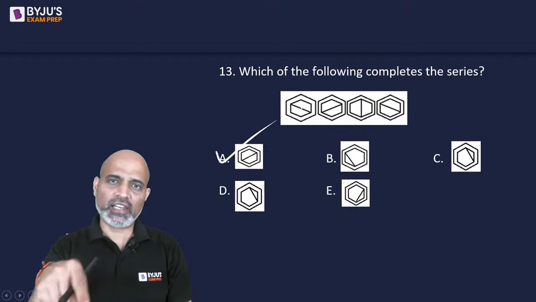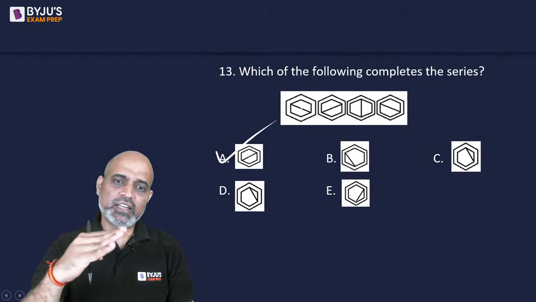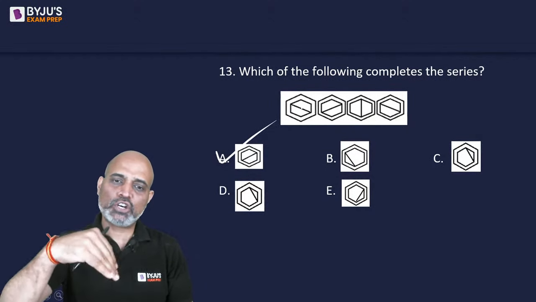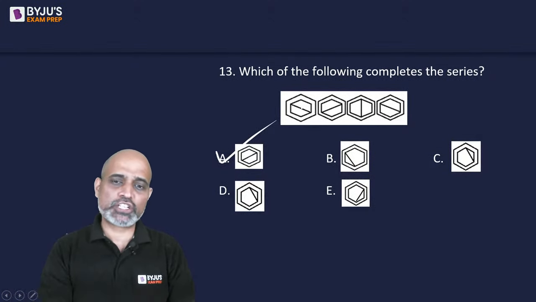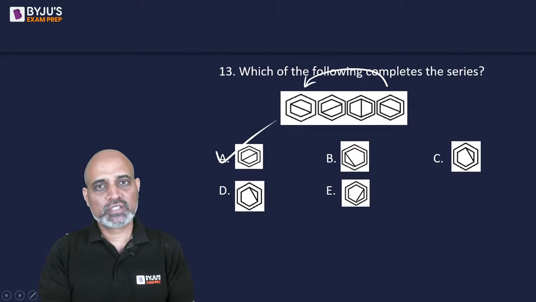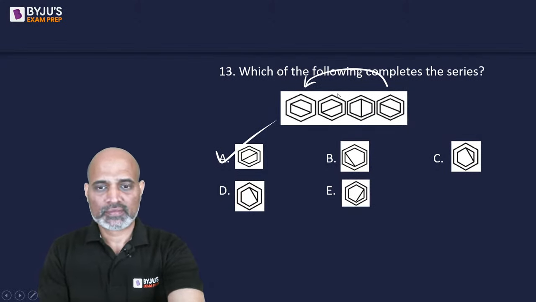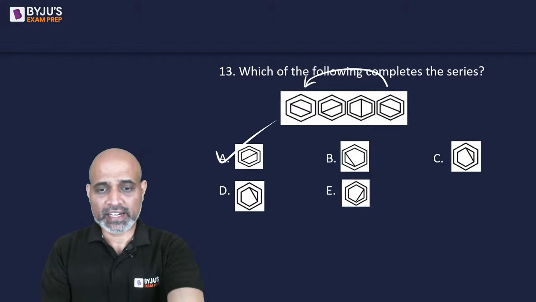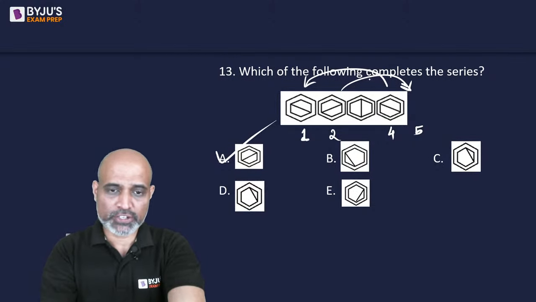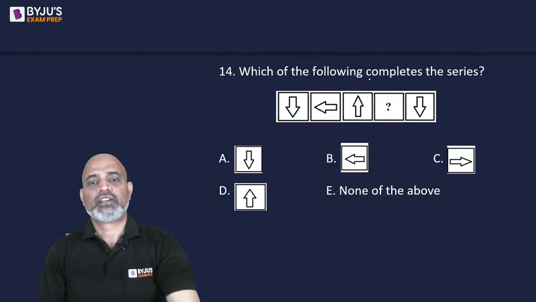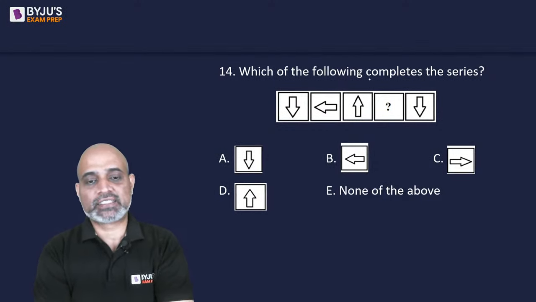Look at the line at the center. It is moving in the anti-clockwise direction, one vertex at a time. Eventually, it should go back to the first position. It went back to the first position, as in the first figure and fourth figure are the same. So second and fifth should be the same. Right. Okay, next one. Which one of the following completes the series?